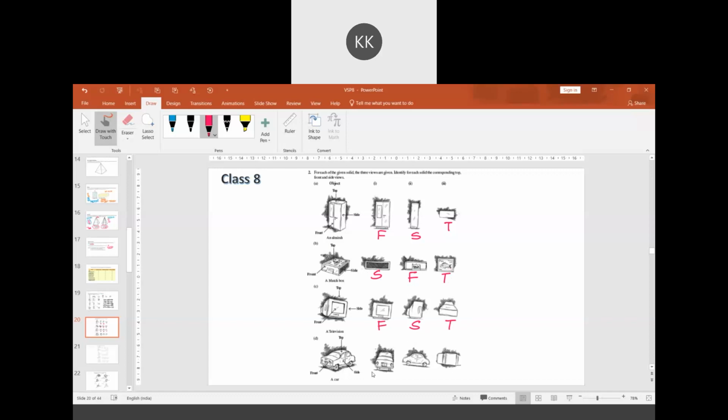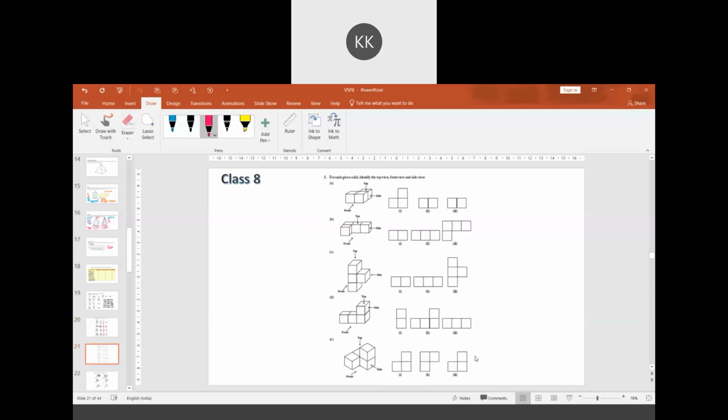For this car, front view, side view, and top view. Side view and this is a top view. Last one is top view.